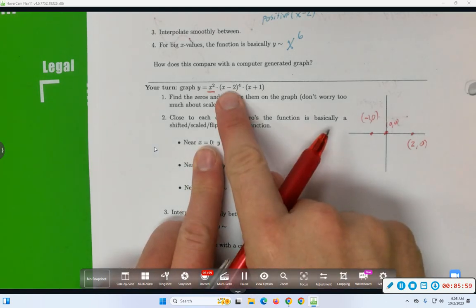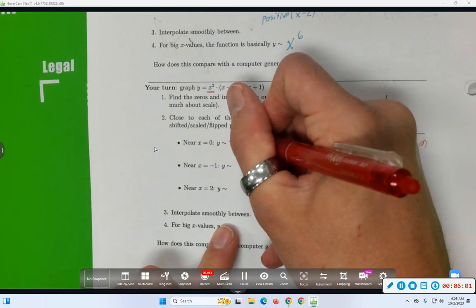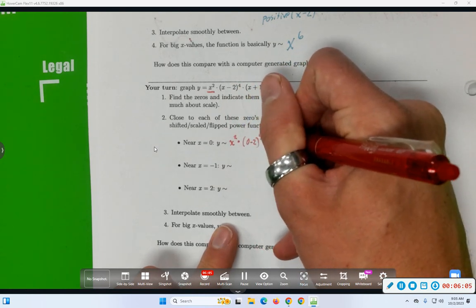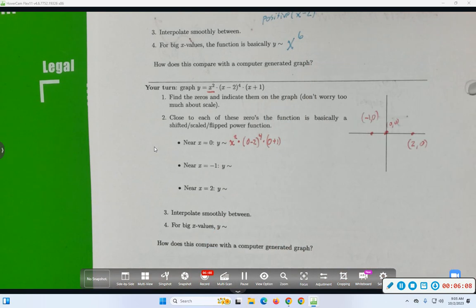So I'll plug in zeros for all the other x's. 0 minus 2 to the 4th times 0 plus 1. You know what, I think I'm feeling particularly lazy. I don't want to do the arithmetic to decide exactly what that coefficient is. Is this a positive number times x squared or a negative number times x squared?